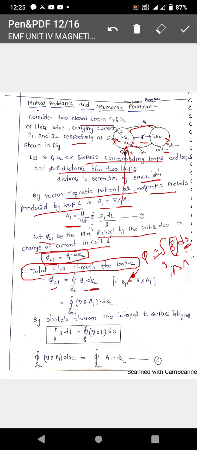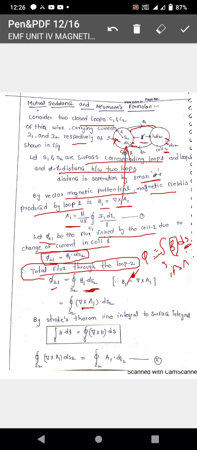Similarly, we apply Φ21 equal to the surface integral of B1 dot dS2, because dS2 we have to consider. The flux linked by coil 2 due to the current in coil 1 is over the surface area of coil 2. We can substitute B1 equal to del cross A1, dot dS2.